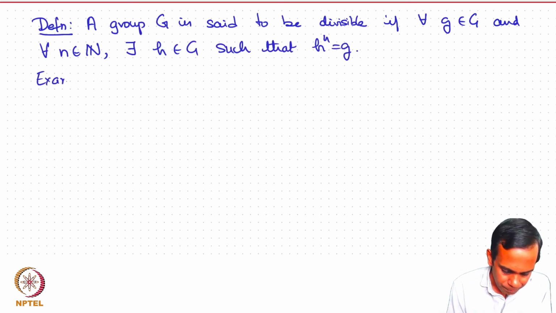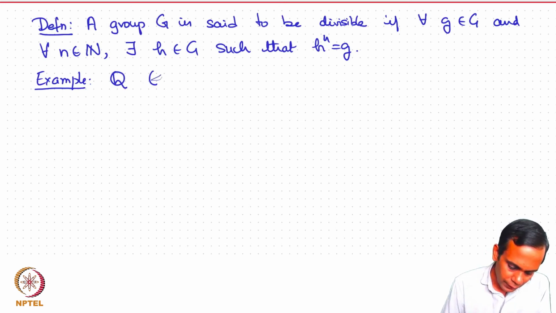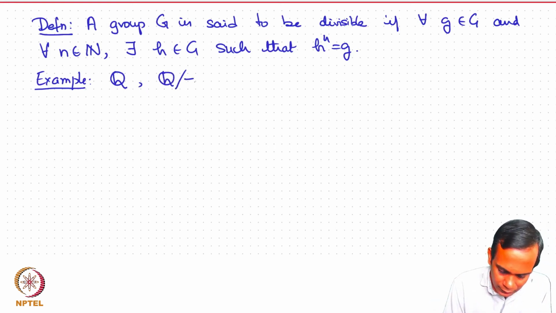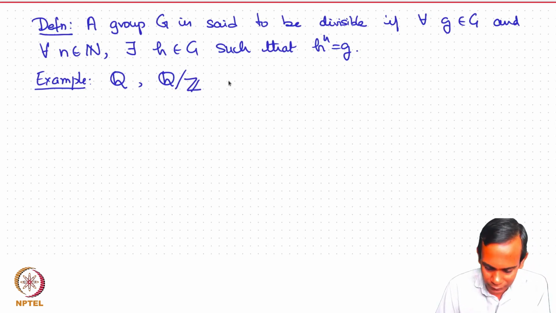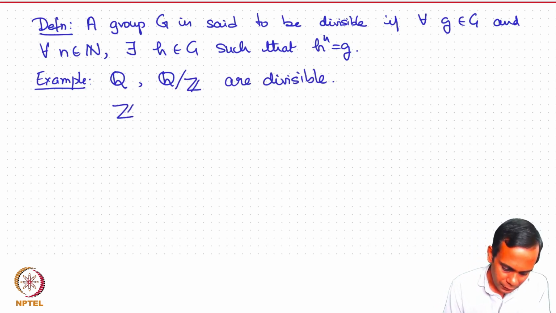So for example, Q is divisible. Any rational number can be divided by an integer n. So the additive group of rational numbers is divisible. And another example is the quotient group of the rational numbers by the integers. This is also divisible. What about groups that are not divisible? The group Z of integers is not divisible.